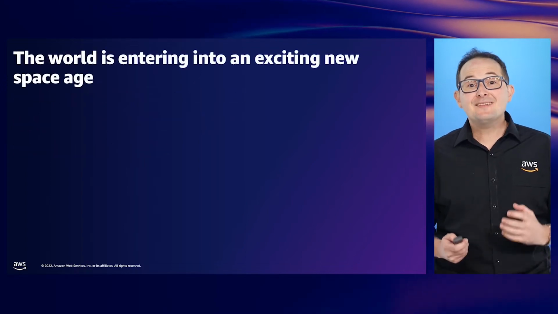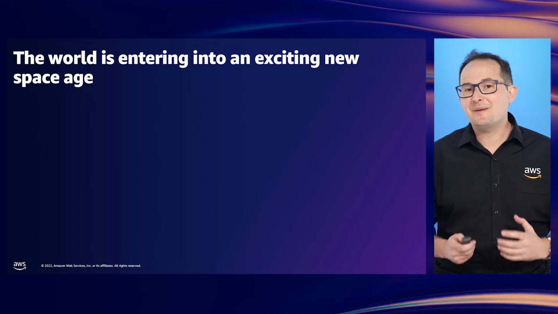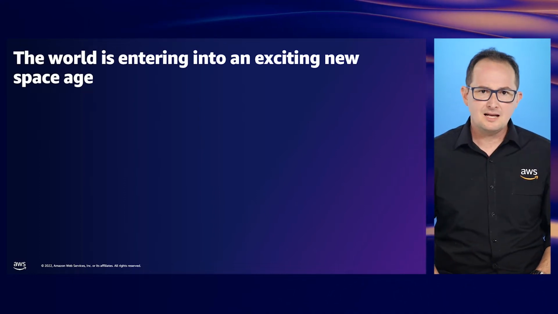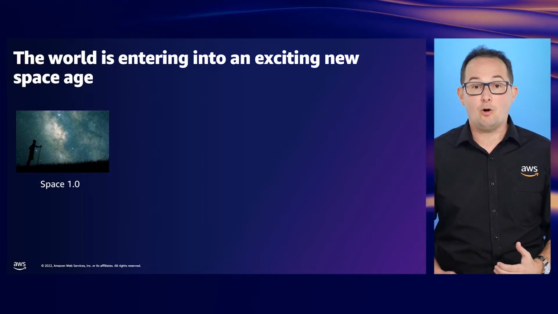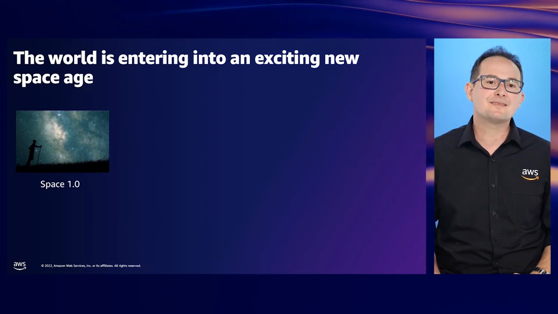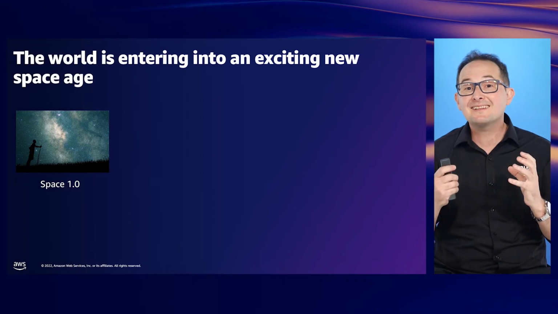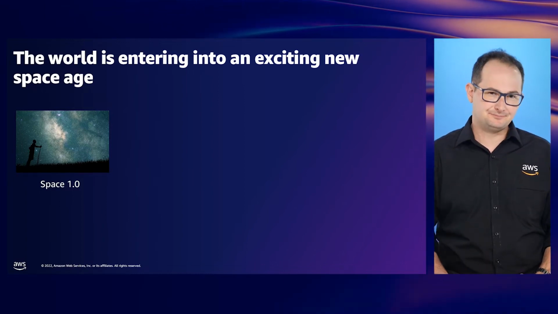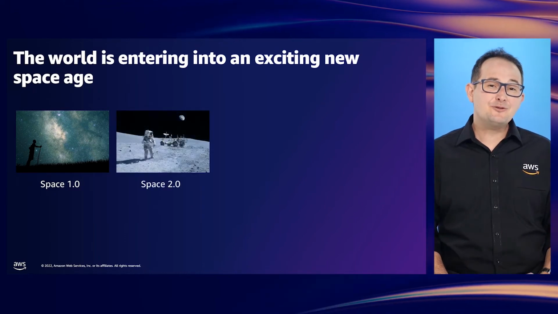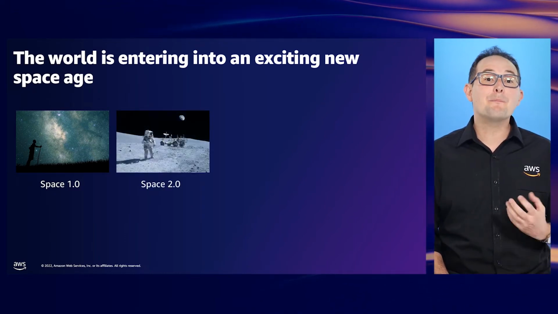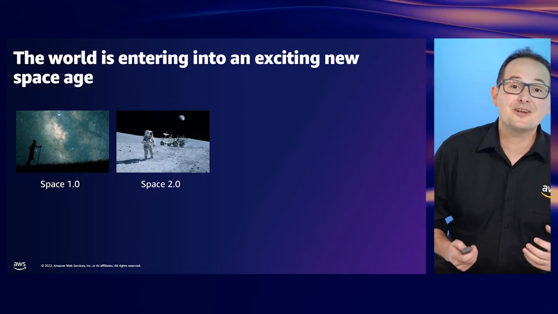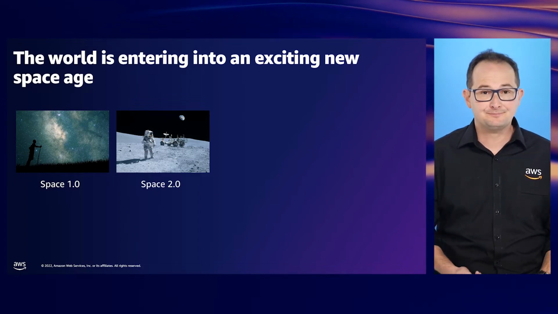So, the world is entering into what we call a new space age. Some people also call it Space 4.0. Let's see what has been happening. So, Space 1.0 is when humans started looking at the sky and started naming stars and constellations. It was the beginning of astronomy. Then, in Space 2.0, humans started competing between countries to dominate the space. The most clear example is the race between countries to reach the moon.